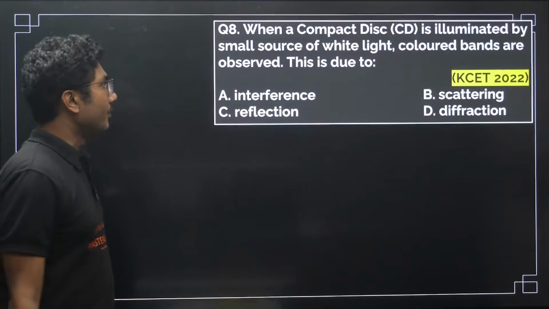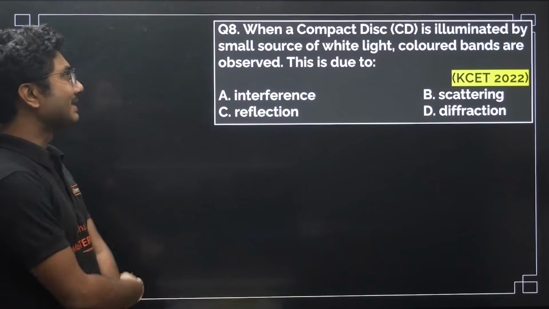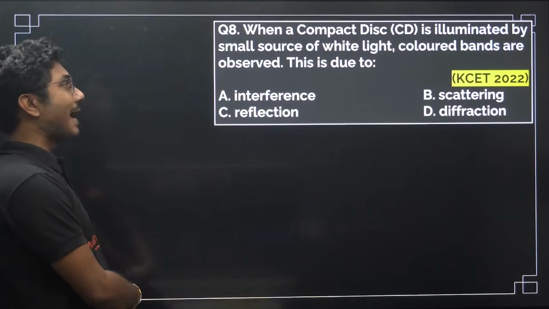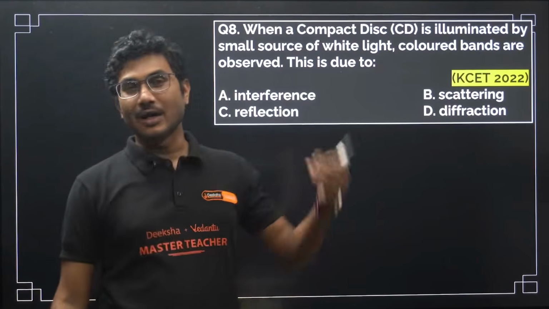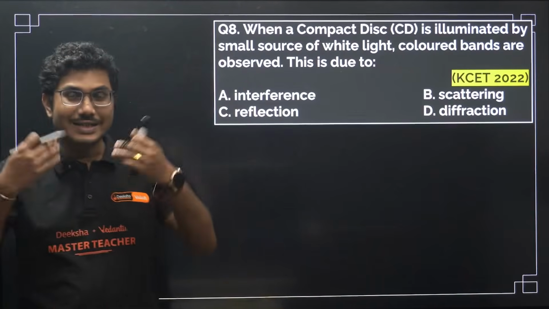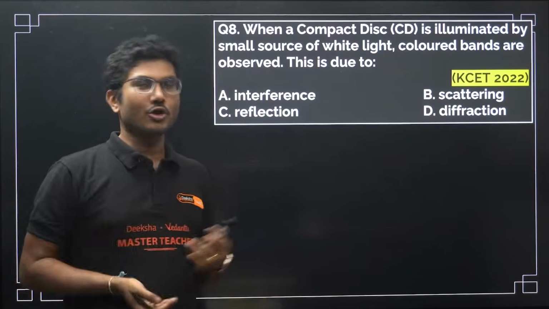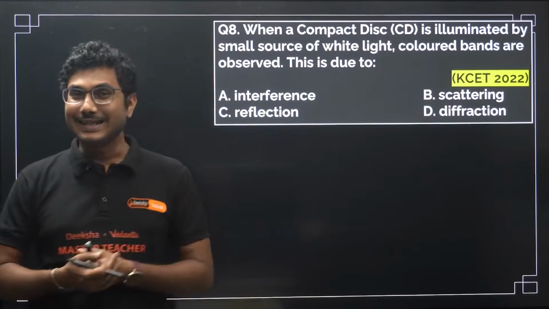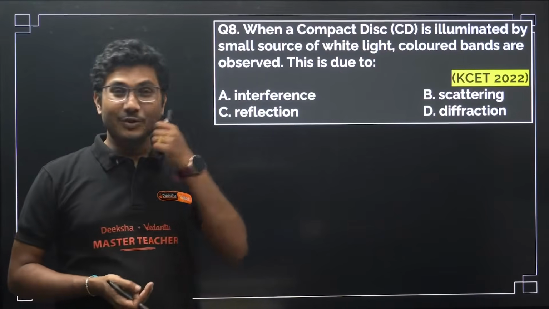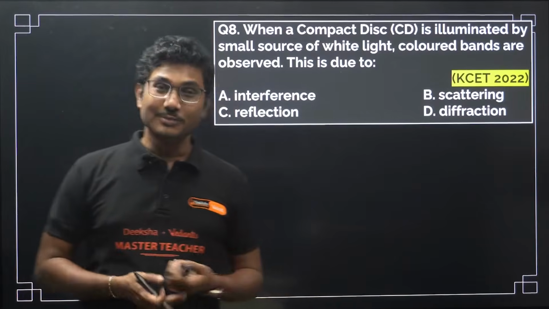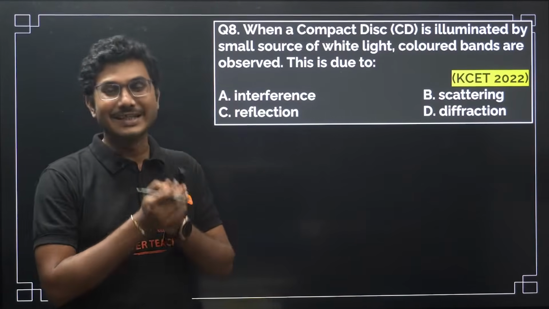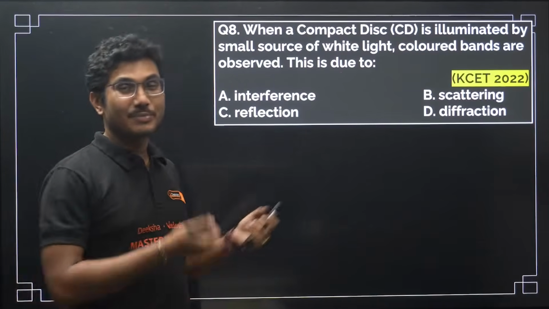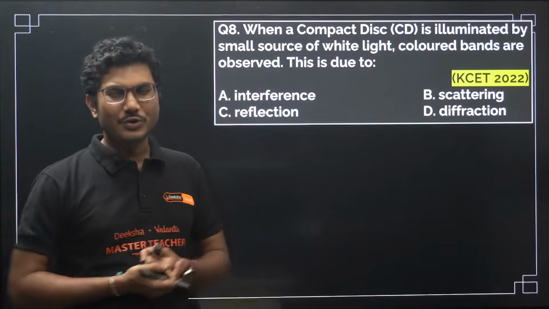Now, next question. When a compact disc, CD, is illuminated by a small source of white light, colored bands are observed. CDs used to be very popular when I was at your age. Nowadays CD is almost obsolete. Even pen drives are not being used anymore, right? We have cloud storage, etc. We used to borrow CDs for watching movies. You can ask your parents if they have a CD in their library and ask them to show you one, and I hope most of you have seen that as well.